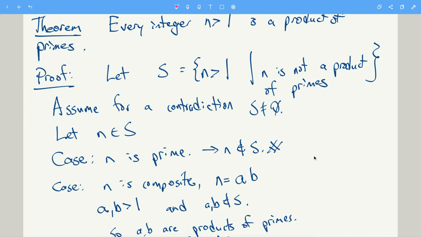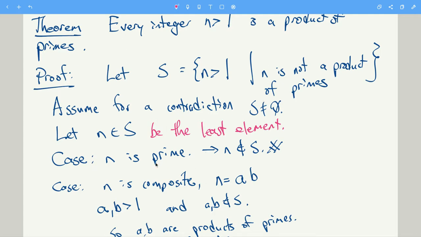Okay, so let S be the set of counterexamples to this theorem. So the set of integers n bigger than 1, which are not products of primes. And for a contradiction, assume that S is non-empty, and let n be the least element. Our goal is to reach a contradiction. If we get a contradiction, it must mean that S was empty. In other words, every integer greater than 1 is a product of primes.